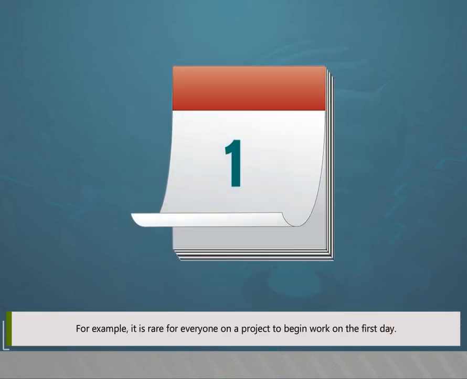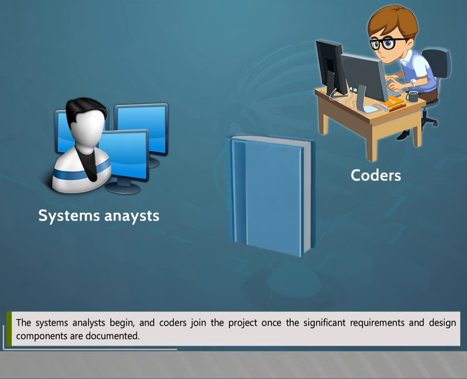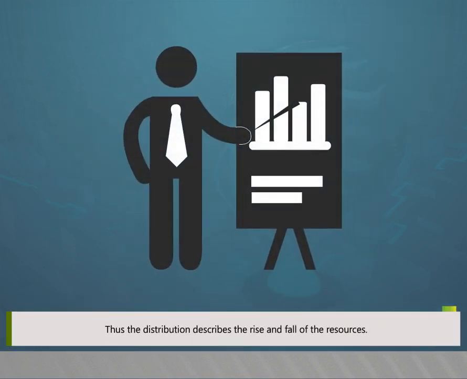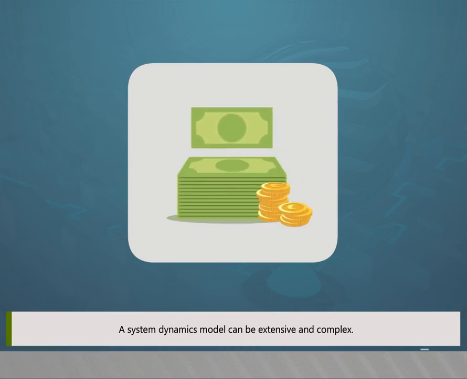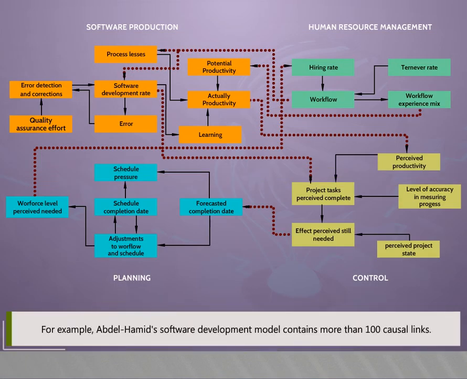For example, it is rare for everyone on a project to begin work on the first day. The systems analysts begin, and coders join the project once the significant requirements and design components are documented. Thus, the distribution describes the rise and fall of the resources. A system dynamics model can be extensive and complex. For example, Abdul Hamid's software development model contains more than 100 causal links.